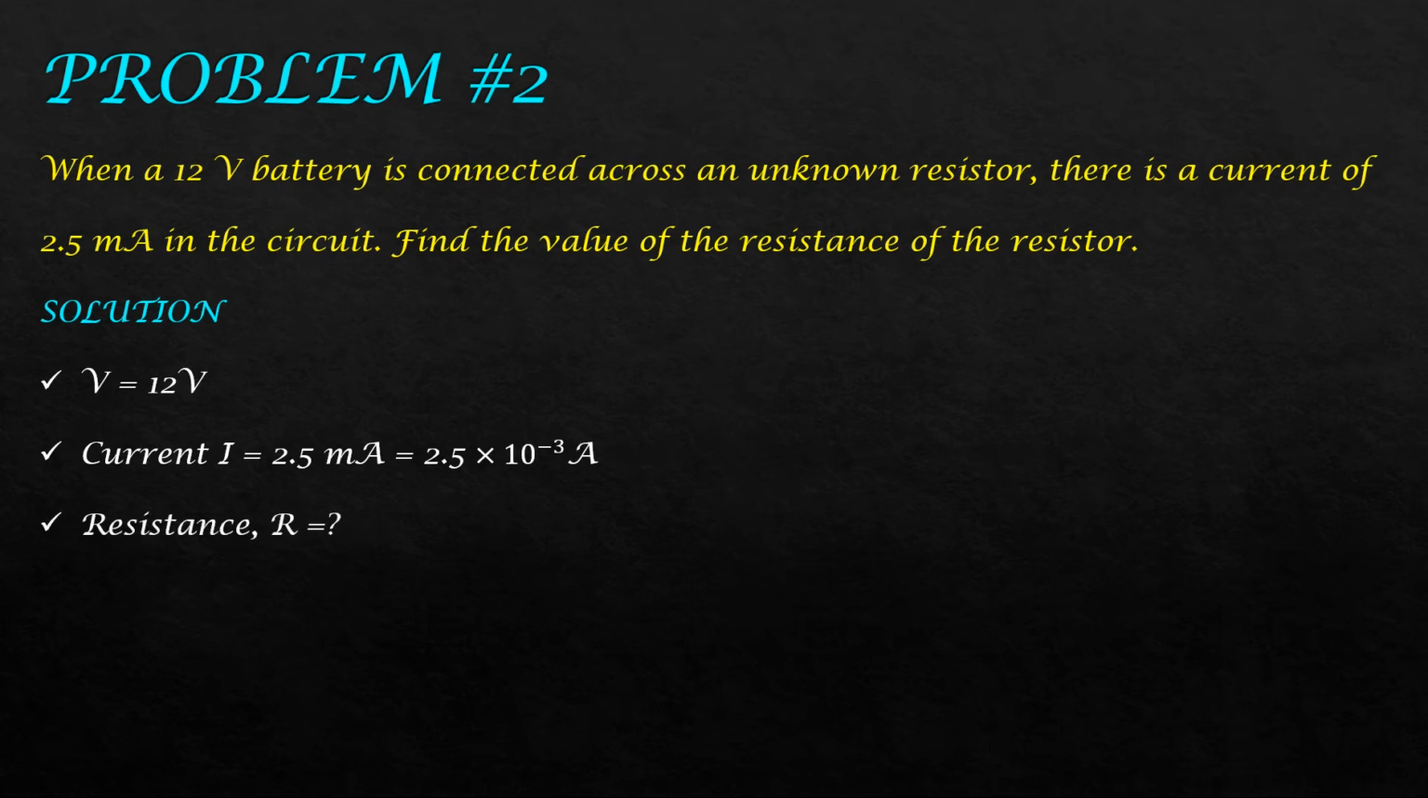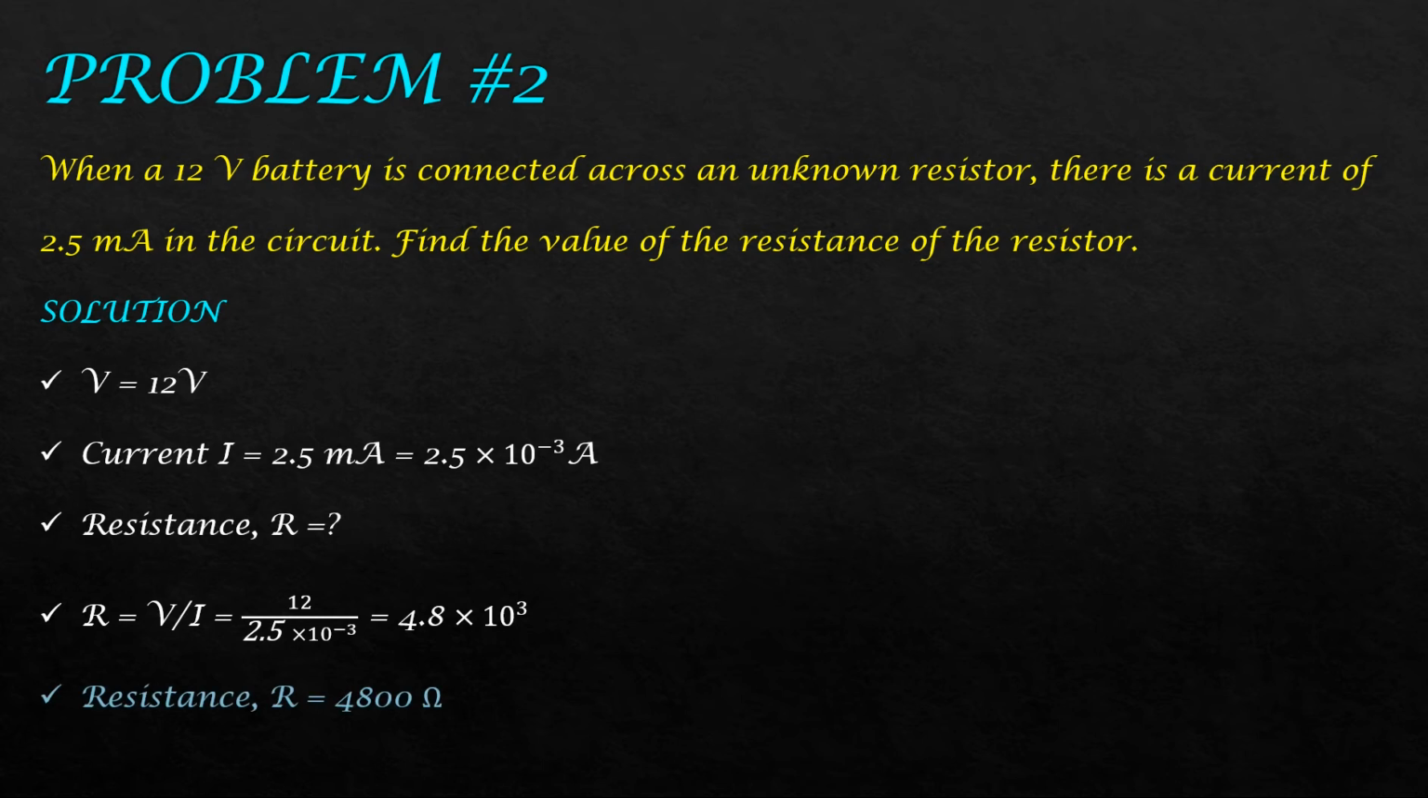Now I'm going to substitute in my formula, which is R is equal to V by I. So on substituting and simplifying, I get 4.8 into 10 power 3 ohms. So then I can write my resistance R as 4800 ohms. So this 4.8 into 10 power 3 says 4.8 into 1000, which is 4800 ohms. I hope this is a very easy problem and you can understand this.